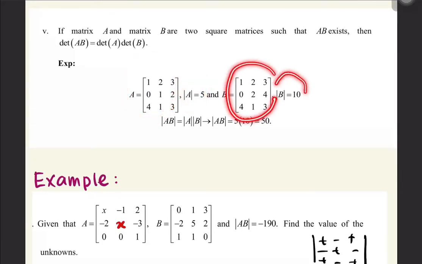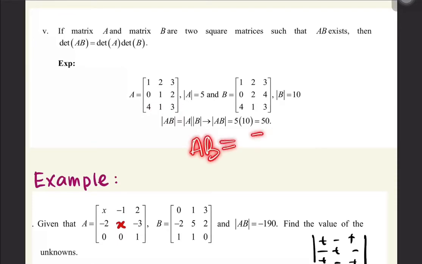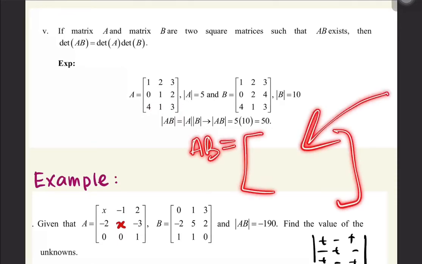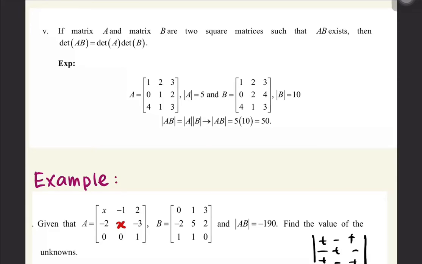The determinant of matrix B is equal to 10. So if you are asked to find the determinant of AB, you don't need to calculate A multiplied by B, then get the determinant of this one. You can simply get the determinant by using these properties. This property states that if you want to find the determinant of AB, this is equal to the determinant of A multiplied with the determinant of B. So the answer is 50.